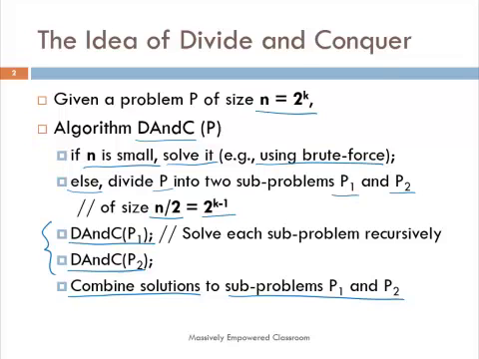So the generic algorithm is: check to see if the problem is small. If it is so, solve it directly or using a brute force method. If it is not small, divide it into subproblems, solve those subproblems recursively by calling the same D and C algorithm, and then combine the solutions to the subproblems to obtain the solution for the overall problem. This is the general method of divide and conquer.